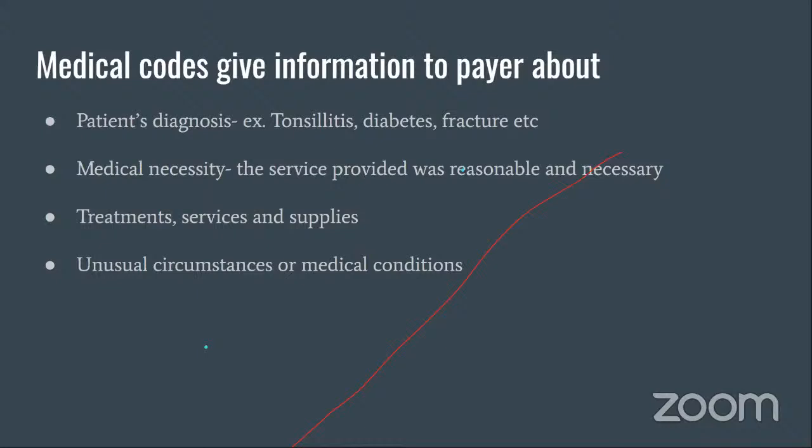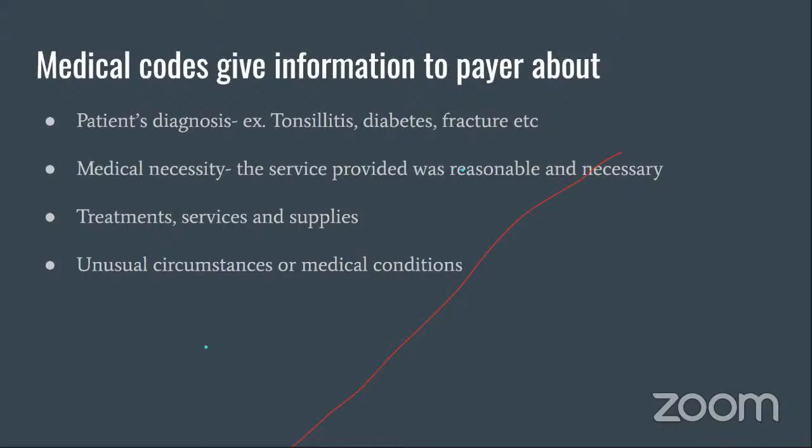Number four is any unusual circumstances or medical conditions. To give an example, these are the circumstances under which the patient came to see the doctor. Was the patient in distress? Did the patient have any underlying diseases like diabetes mellitus or hypertension? Did the patient simply come walking, or did the patient come in a wheelchair? How bad was the complaint when the patient came? So these are special circumstances or certain conditions that are communicated when medical codes are given to the insurance company.